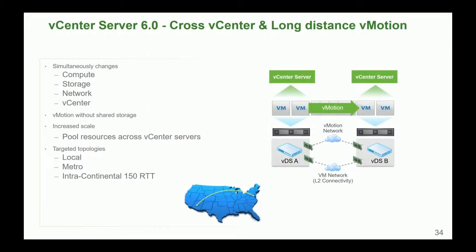vMotion, I already mentioned, is the ability to move a VM from one physical server to another with no downtime. The enhancements in 6.0, which is a year or 2 years ago, I never remember when the version came out, basically allow us to move a virtual machine not only between physical servers in the same data center, we can move it between any data center to any data center that has 150 milliseconds latency between them, round trip. That means Vegas to New York, okay?